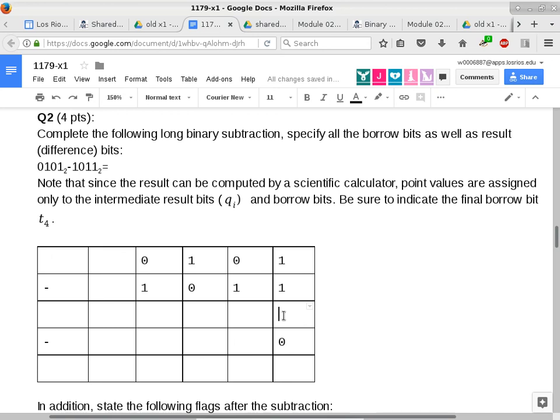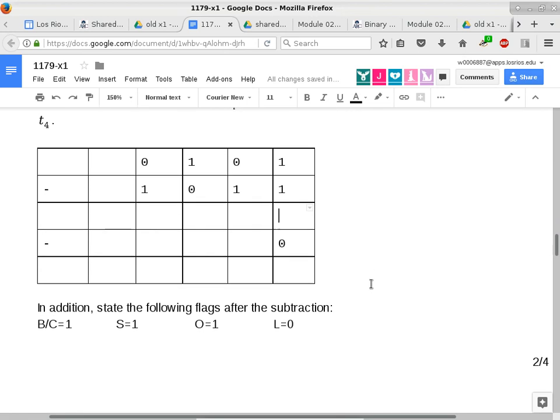In fact, when I graded this particular question, I ignored the last row altogether. In other words, I only gave weight to the intermediate rows as well as the flags later on. Because any calculator that can do binary subtraction or binary representation can quickly give you the answer right away. So that's worth 0 points to me. Okay, so let's work on this one.